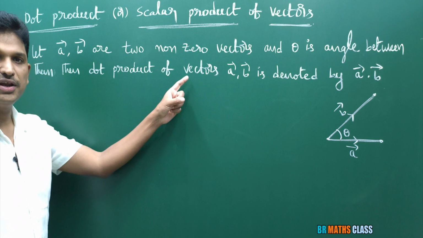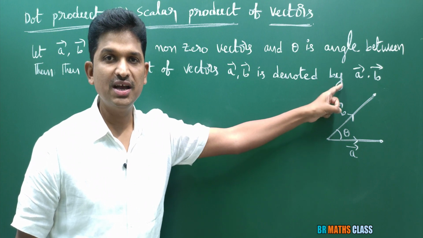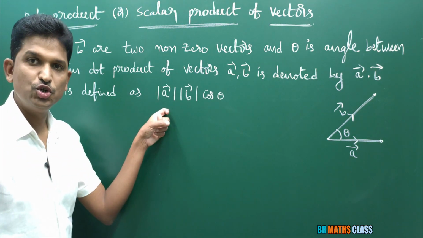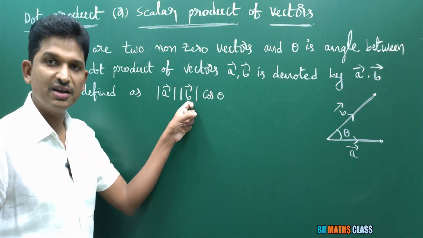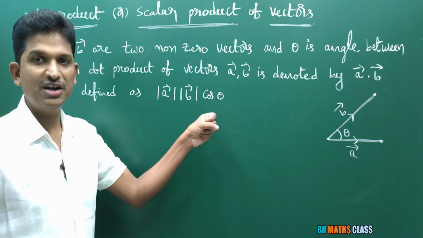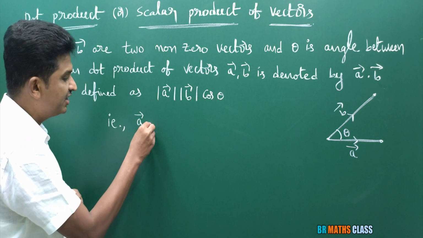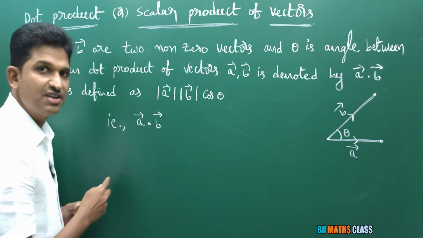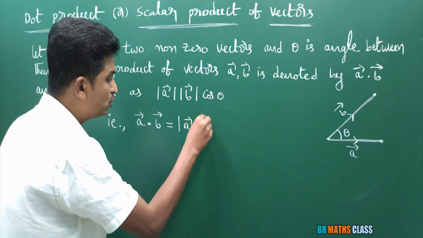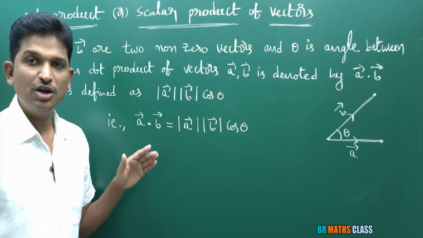Then the dot product of vectors a bar comma b bar is denoted by, look here, how do you read it? You read it as a bar dot b bar, and it is defined as magnitude of a bar into magnitude of b bar into cos theta. What is theta here? Theta is the angle between the vectors a bar and b bar. So, what is the definition of dot product of vectors? If a bar comma b bar are any two non-zero vectors, then the dot product of vectors a bar comma b bar is denoted by a bar dot b bar and it is defined as magnitude of a bar into magnitude of b bar into cos theta. This is the definition of dot product of two vectors.